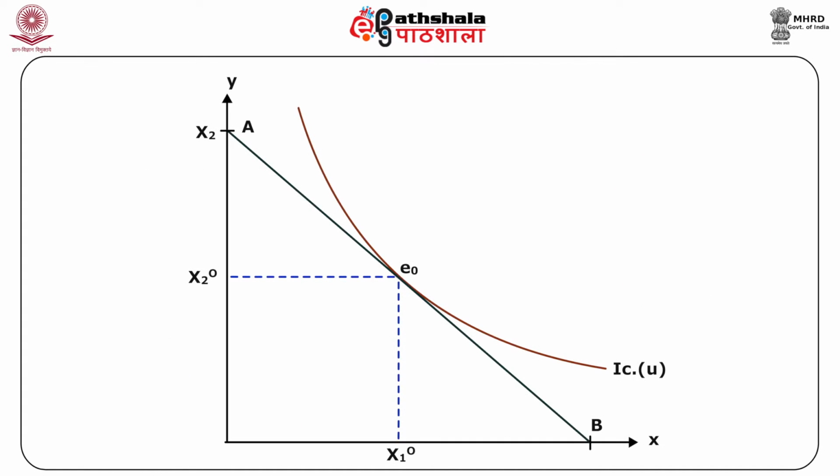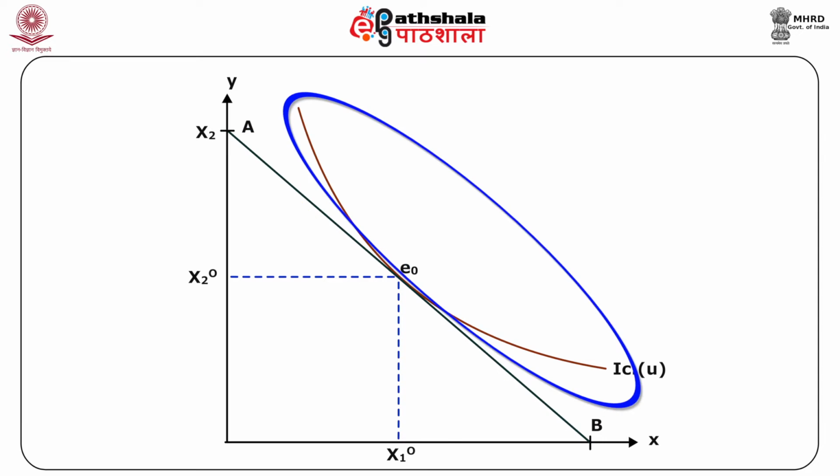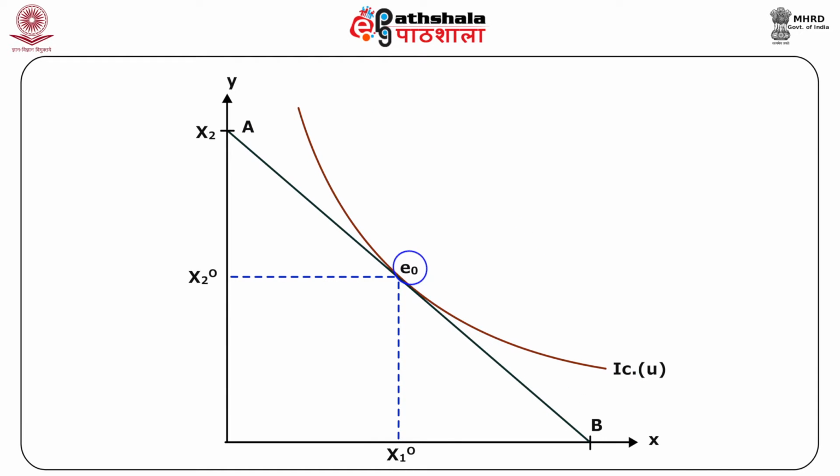This can be explained with the help of a simple diagram. In the diagram, AB is the budget line, which represents the price ratio. IC is the indifference curve. E0 represents equilibrium, where the slope of IC and the slope of the budget line are equal, which represents the optimum consumption of x1 and x2. These are x1 raised to the power of 0 and x2 raised to the power of 0.